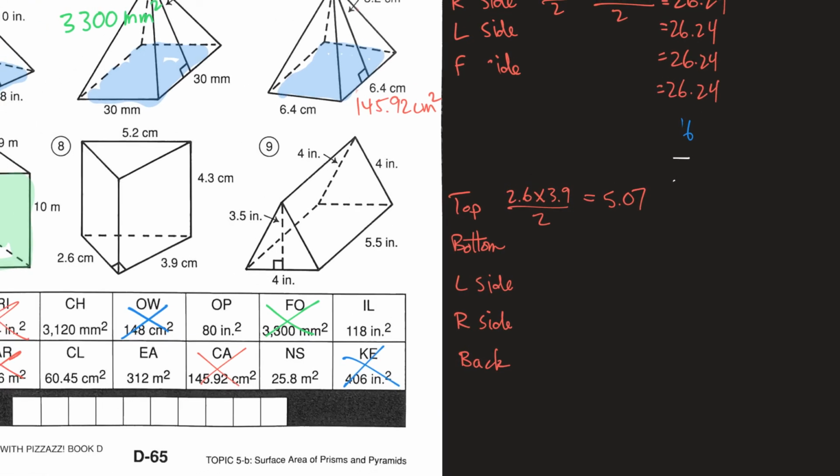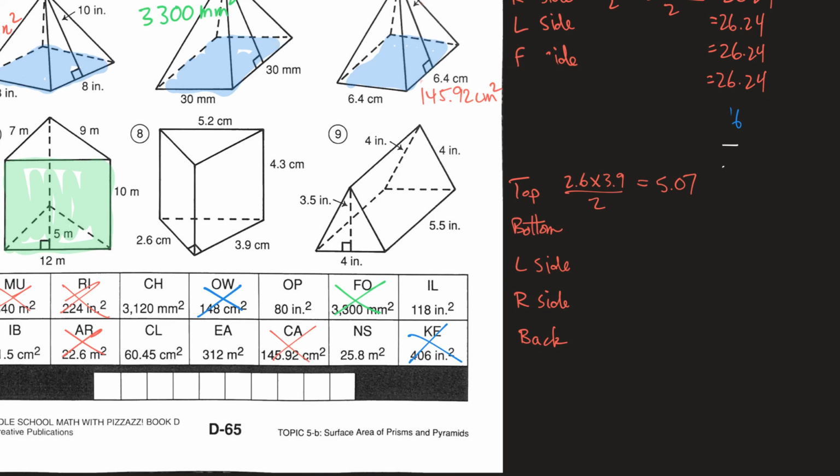I think I should probably do this. Top and bottom, this area is the same as this area. So this is also going to be equal to 5.07. The left side. The left side, I'm calling the left side this side here.